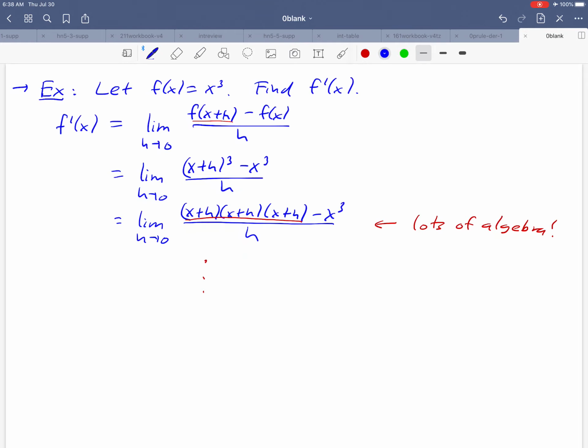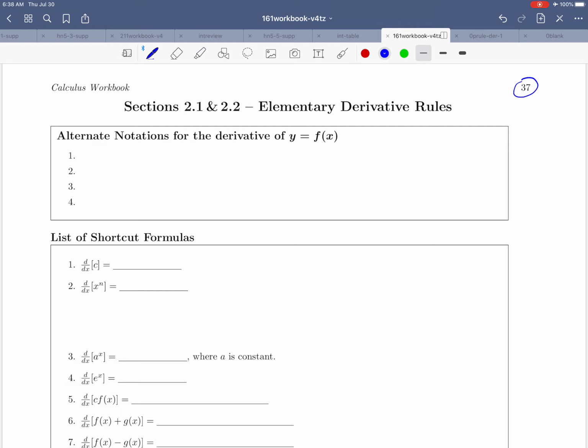Let's put that on hold for a minute and back up. Back to page 37 here. Before we can really get into a discussion about derivative formulas, it's convenient to have some alternate notations for the derivative. Let's assume that we've got a function in the form y equals f of x. We're going to make a list of various ways that we could write down the derivative.